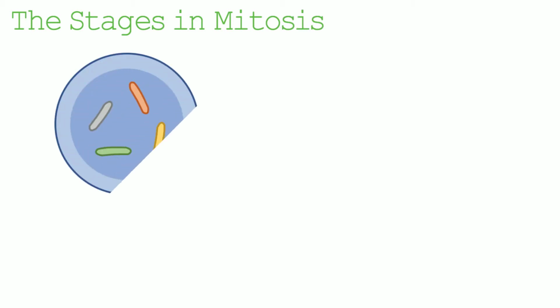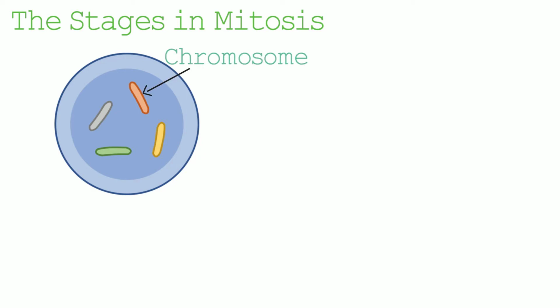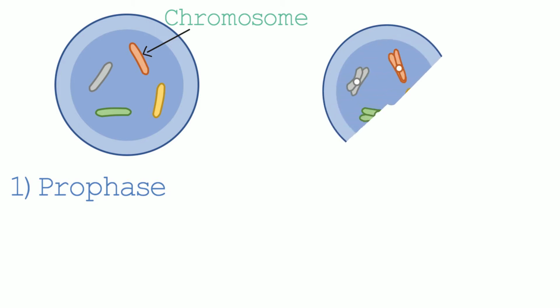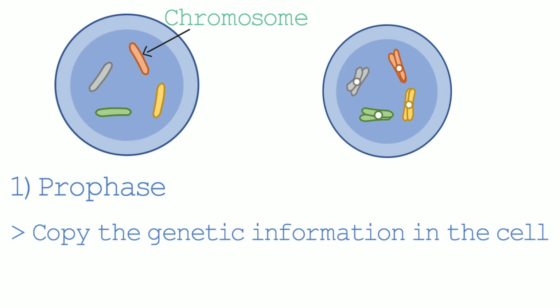There are 4 different stages of mitosis, and we're going to be looking at the different stages of mitosis on this parent cell here. This cell has 4 chromosomes. The first stage in mitosis is the prophase. During the prophase, the cell copies all of its genetic information. This is so that the genetic information is the same in both the daughter cells and the parent cell.